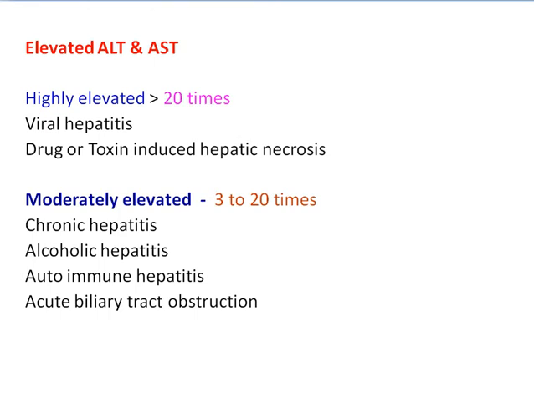Alanine transaminase and aspartate transaminase are highly elevated, more than 20 times, in viral hepatitis and drug or toxin induced hepatic necrosis. They are moderately elevated, 3 to 20 times, in chronic hepatitis, alcoholic hepatitis, acute autoimmune hepatitis, and acute biliary tract obstruction.